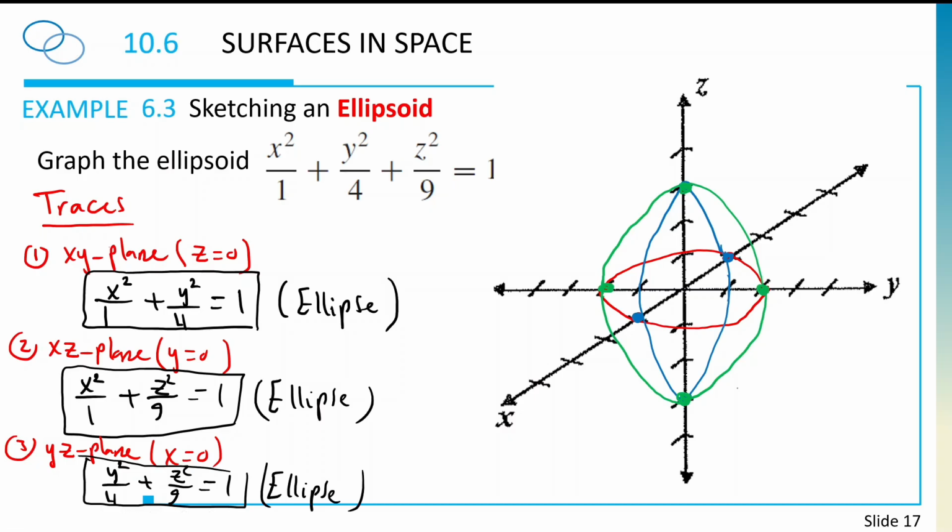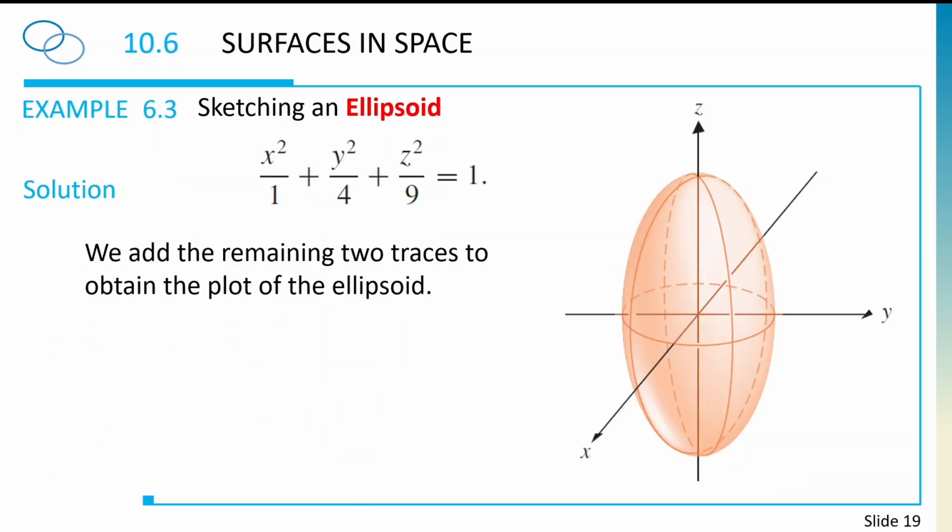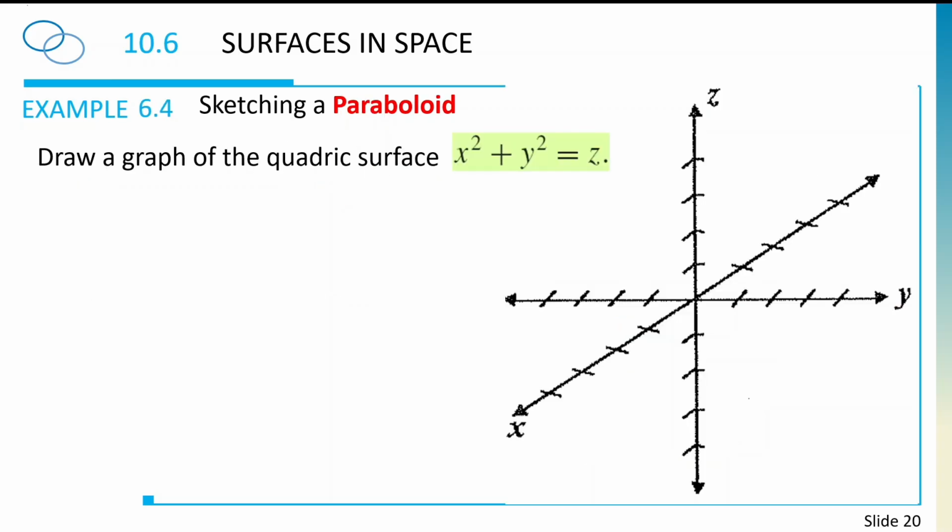Okay, now let's try the second surface. This is, as you see, the traces that we already found. Any computer graphing program, you can do that. Okay, now we'll move to the second one, which is the paraboloid. How do I know it's a paraboloid? It's 2 squares, 1 linear. There's addition in between. So this is a paraboloid.